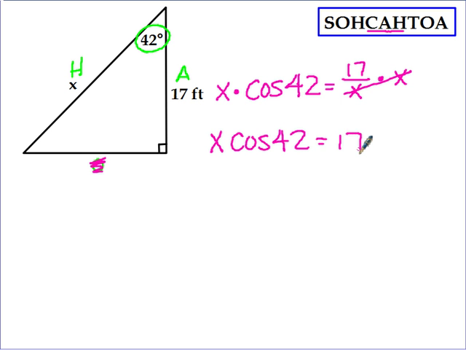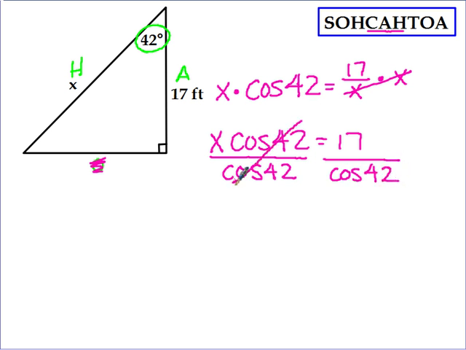Now I need to get x by itself, and these two things are being multiplied. So I'm just going to divide both sides by the cosine of 42. So that whole thing goes away, and now I'm left with 17 divided by the cosine of 42. And now this is what I'm going to plug into my calculator. 17 divided by the cosine of 42 gives me 22.9.